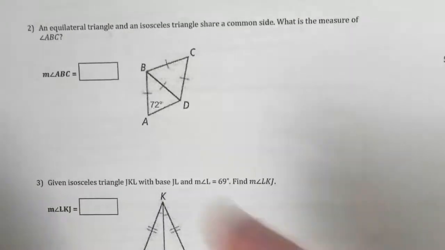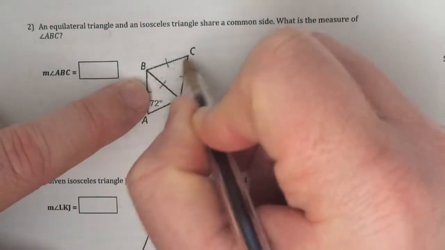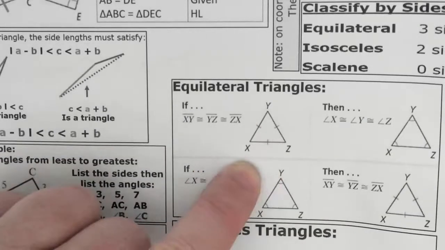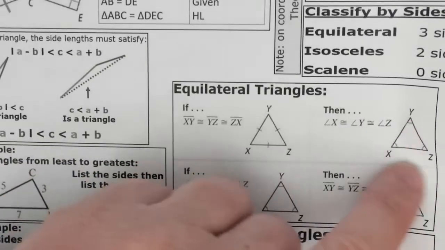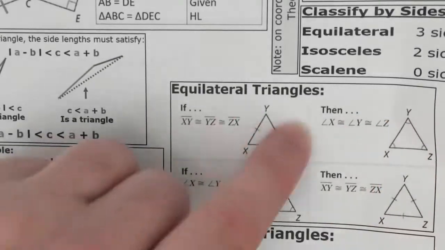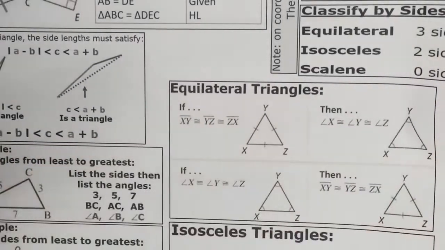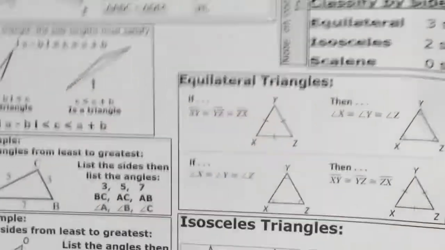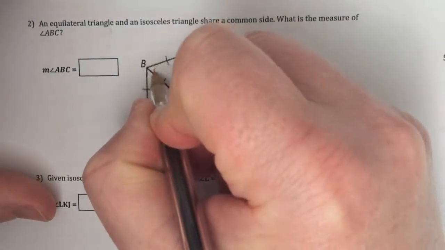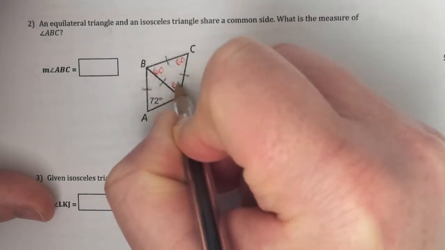All right, number 2. Okay, so you see how all three sides were equal? Well, immediately, if all three sides are equal, then we immediately know that all three of those angles are equal. And so if sides are equal, all the angles are equal. And if they're all equal, what would they have to be? They would all have to be 60 degrees. So right off the bat, all three of these are 60.